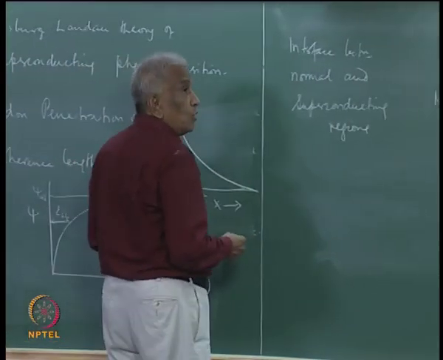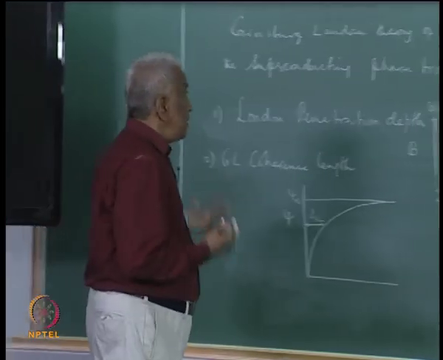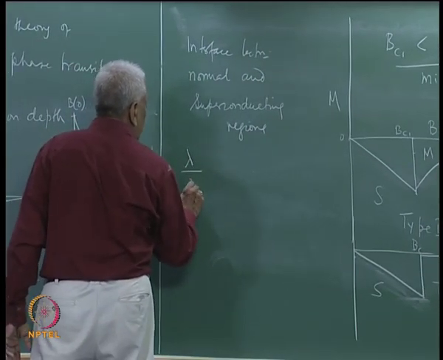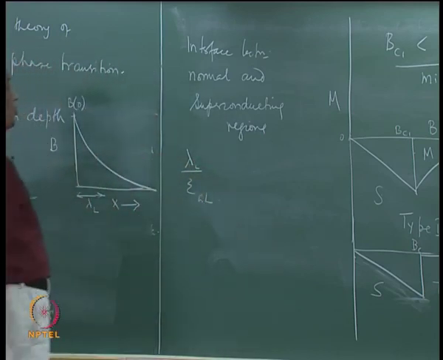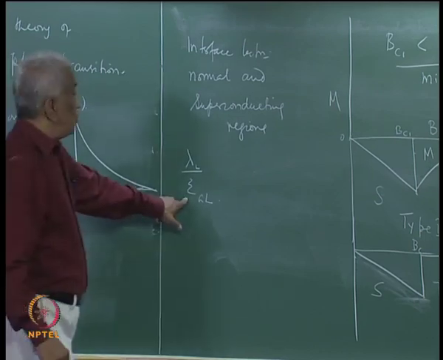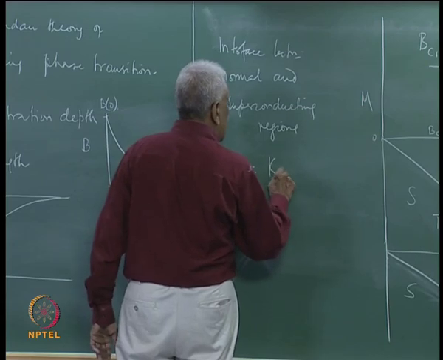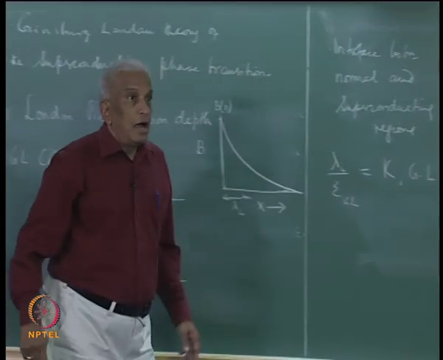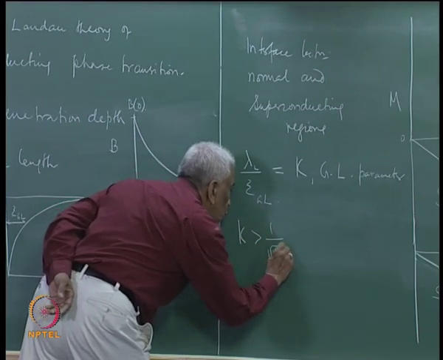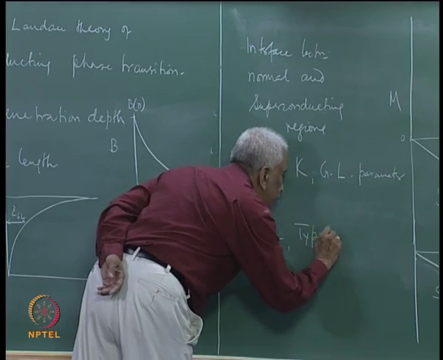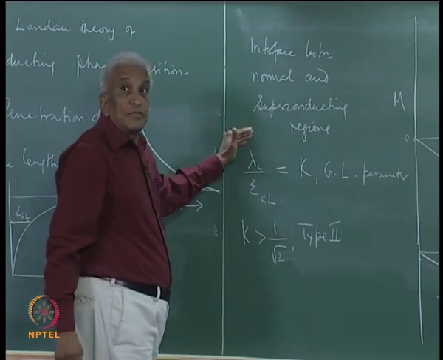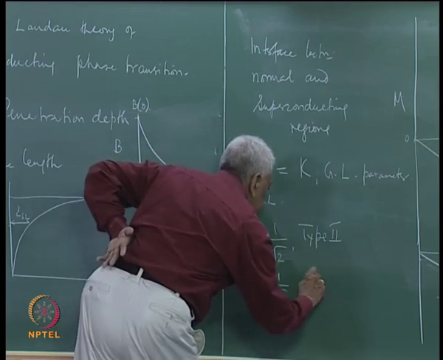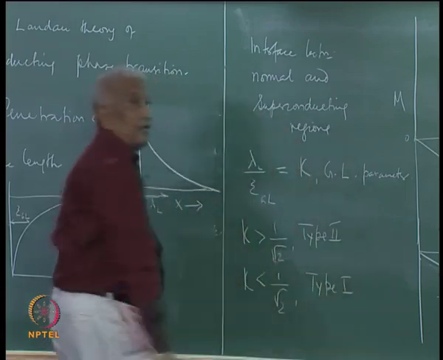So, the Ginsburg Landau theory gives us a criterion by which a material can exhibit type 1 or type 2 behavior. Ginsburg Landau theory gives a ratio of the London penetration depth to the Ginsburg Landau coherence length. This is defined as the Ginsburg Landau parameter. It is usually denoted by the letter kappa, and if kappa is greater than 1 by root 2, then it is energetically favorable to have such interfaces between normal and superconducting regions, and so there can be a mixed state. For kappa less than 1 by root 2, the material exhibits type 1 behavior.